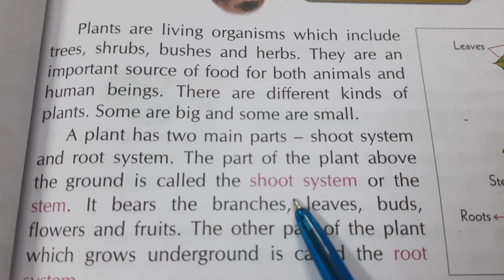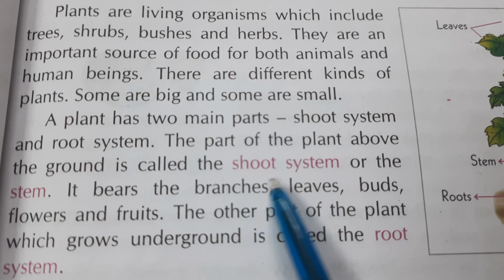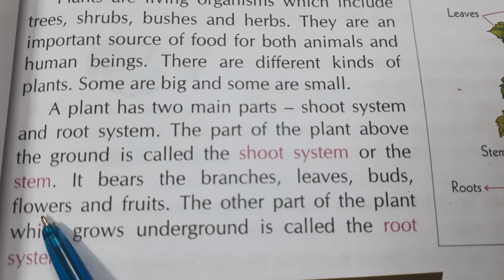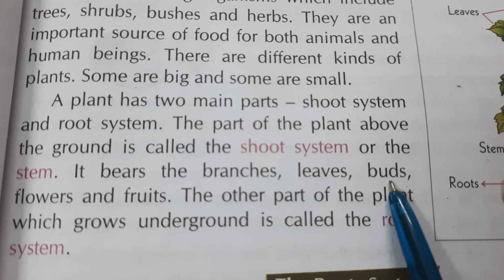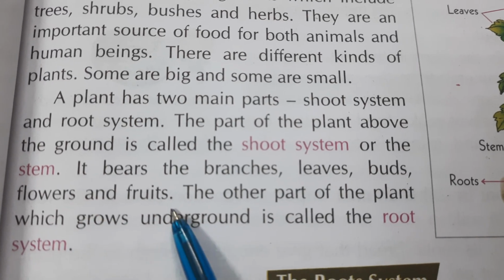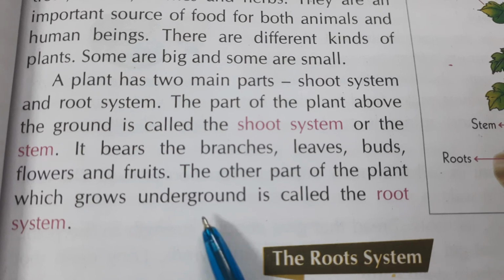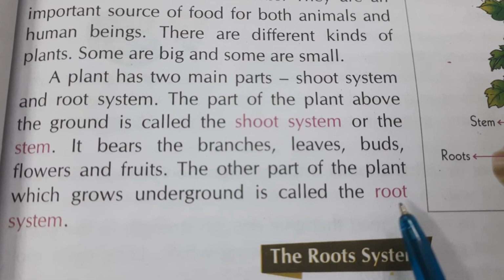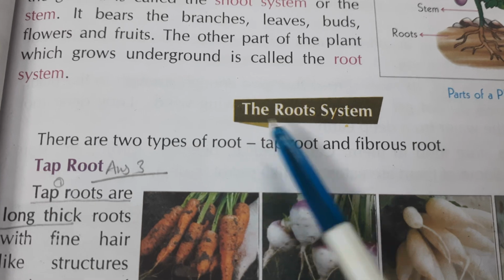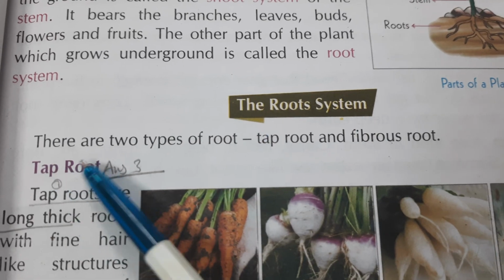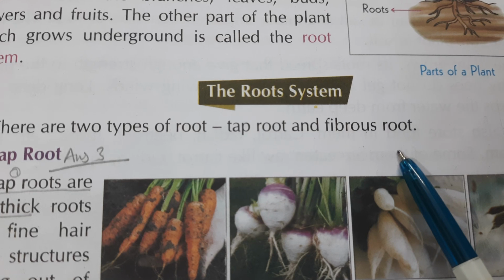The part of the plant above the ground is called the shoot system or the stem. It bears the branches, leaves, buds, flowers, and fruits. The other part of the plant, which grows underground, is called the root system. Now we are going to talk about the root system. There are two types of root, taproot and fibrous root.